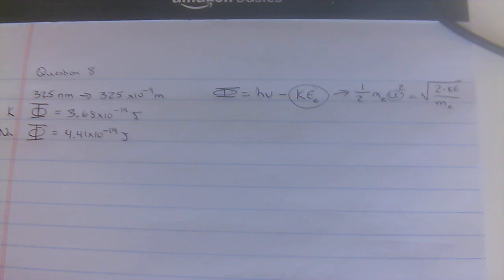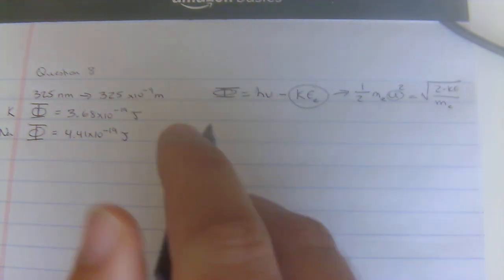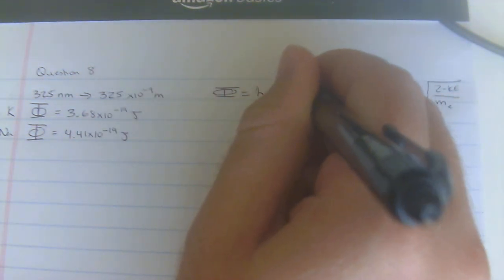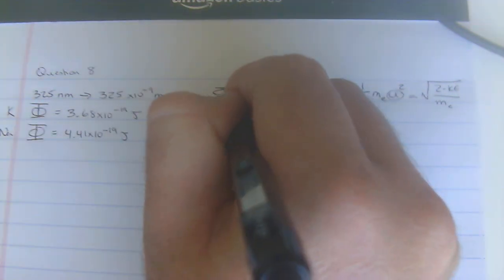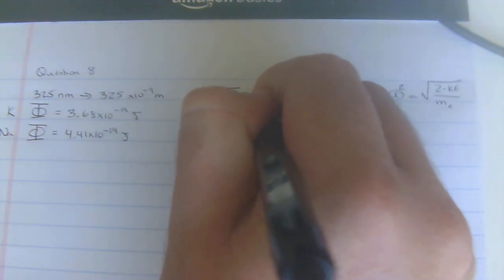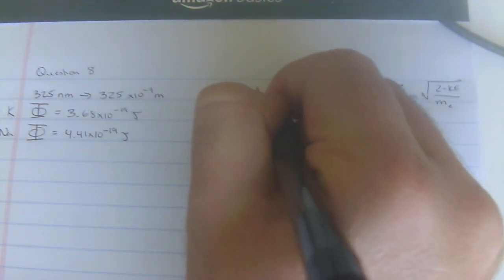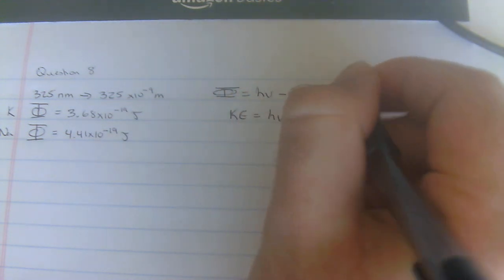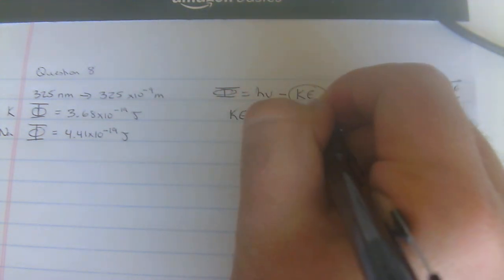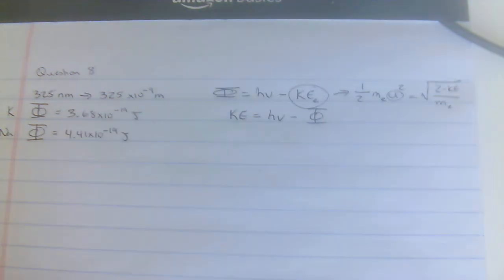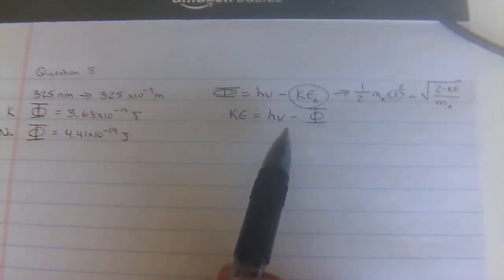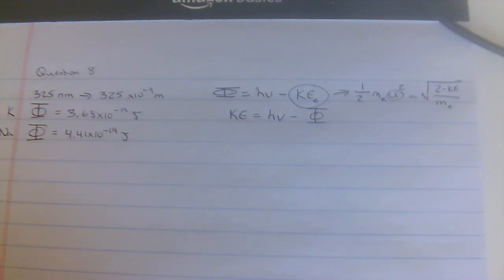So what we're going to do is rearrange this equation and just solve it for kinetic energy. So I got my kinetic energy is equal to my energy of the light minus the work function. And that's going to be what we're working with. So we're going to do this equation 2 times, one for potassium, one for sodium. We're going to see which one has the higher velocity. So first off, we're going to do potassium. So I'm just going to go ahead so I can keep track.